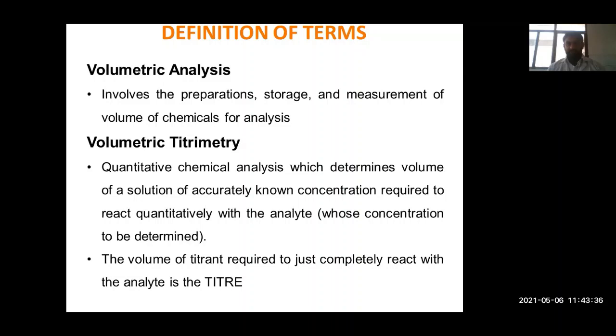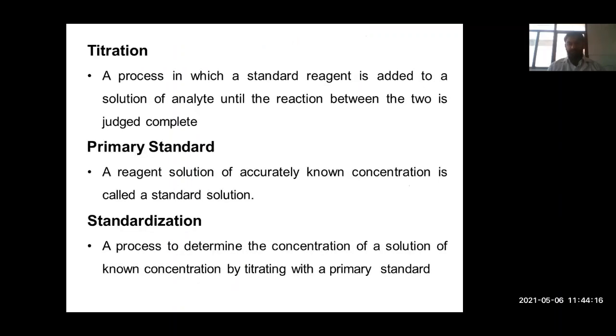We have some terms which are widely used in this kind of analysis. These require volumetric analysis, which involves the preparation, storage, and measurement of volume of chemicals for the analysis. Next is volumetric titrimetry. It is a quantitative chemical analysis which determines the volume of solution of accurately known concentration required to react with the analyte whose concentration you are going to determine. Or in other words, the volume of titrant required just to completely react with the analyte is the titer, or the process is known as titration.